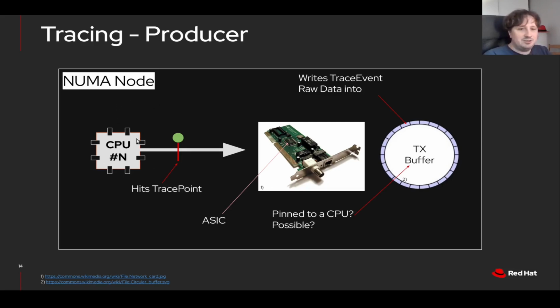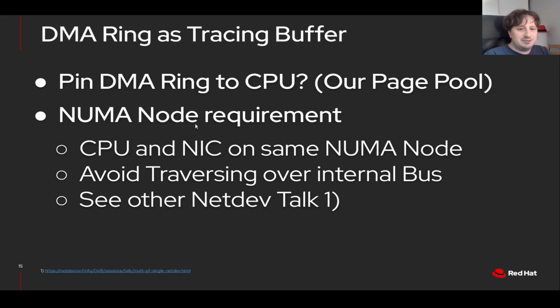But what I know is, for example, the NUMA node requirement, because we don't want to traverse the internal bus from one CPU to another NUMA node where the NIC is attached. There's also another Netdev talk which talks about this problem, and we should avoid this as well. I'm not sure how to avoid it. I need to look at it more, but this is probably a problem we're running into.